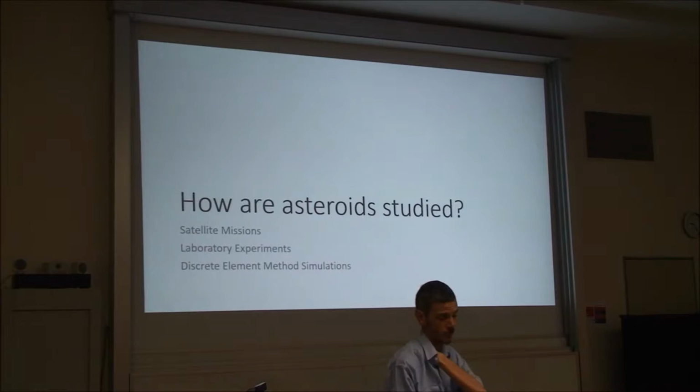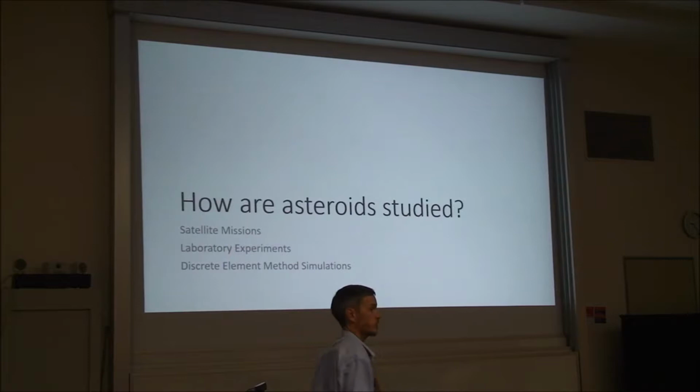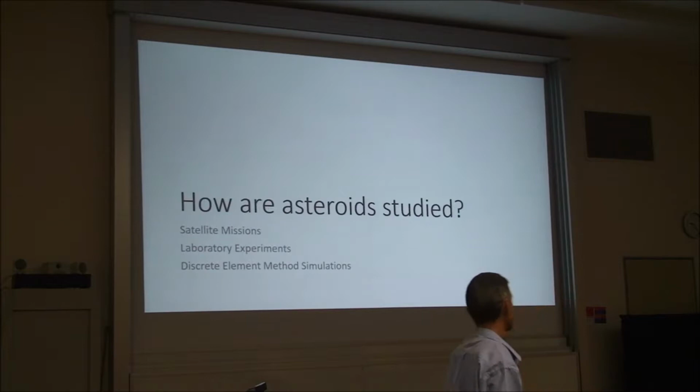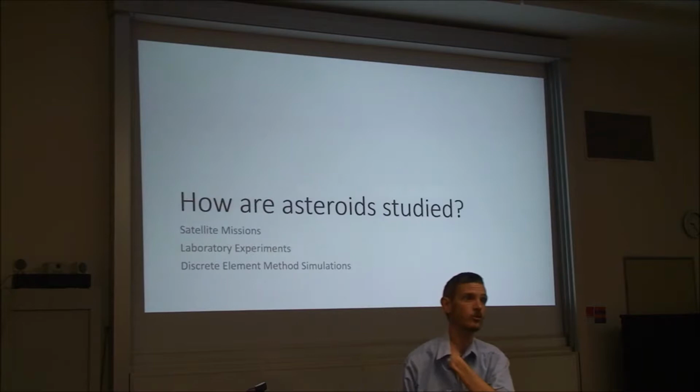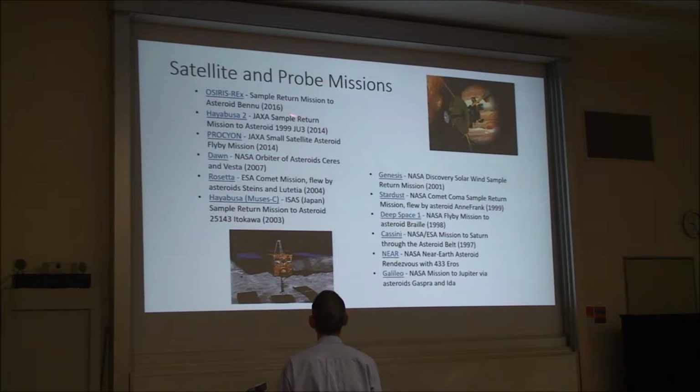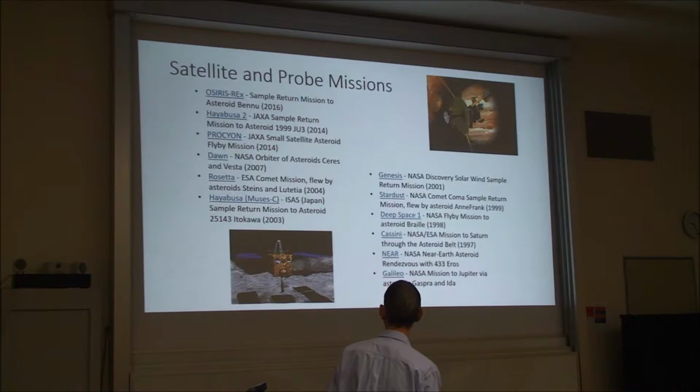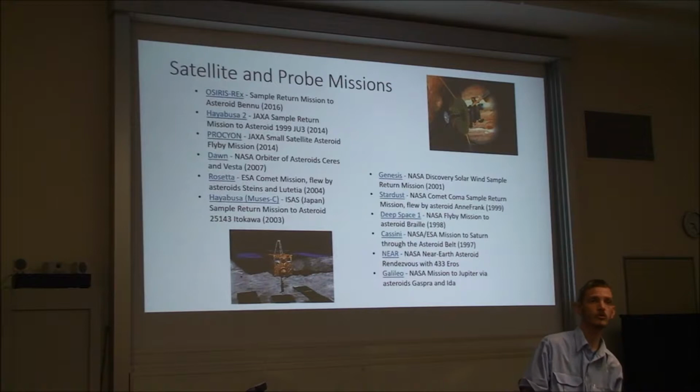In addition, there are a whole range of satellite missions that have either waved to asteroids on the way past to somewhere else, or have actually visited the asteroids, landed on asteroids, and even returned samples to Earth from asteroids. Some of the satellite and probe missions that have been around: there's a sample return mission underway at the moment to asteroid Bennu. It's called OSIRIS-REx. Hayabusa we'll come back to in a minute. Then JAXA, the Japanese Space Agency, have been quite big in this area. There's an asteroid flyby mission, Procyon, that happened in 2014. NASA's Dawn Orbiter visited Ceres and Vesta and actually went into orbit around them. There was a comet mission, Rosetta, by the European Space Agency that flew past a couple of asteroids on the way. It's quite common, actually, for probes going to outer solar system bodies to take some photos as they pass through the asteroid belt.